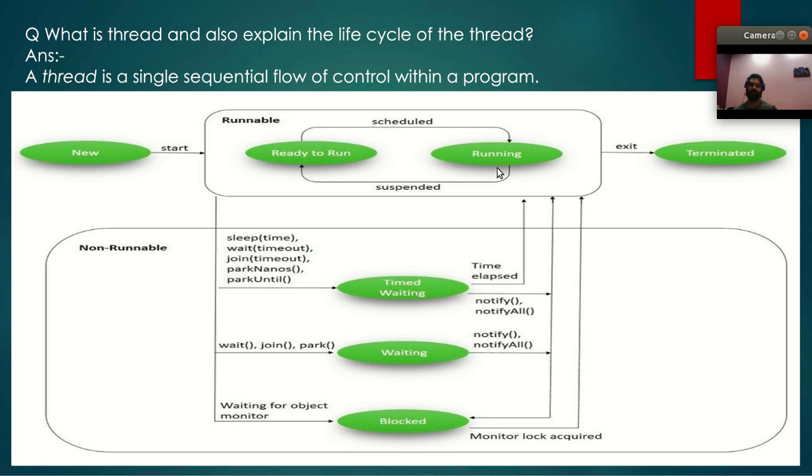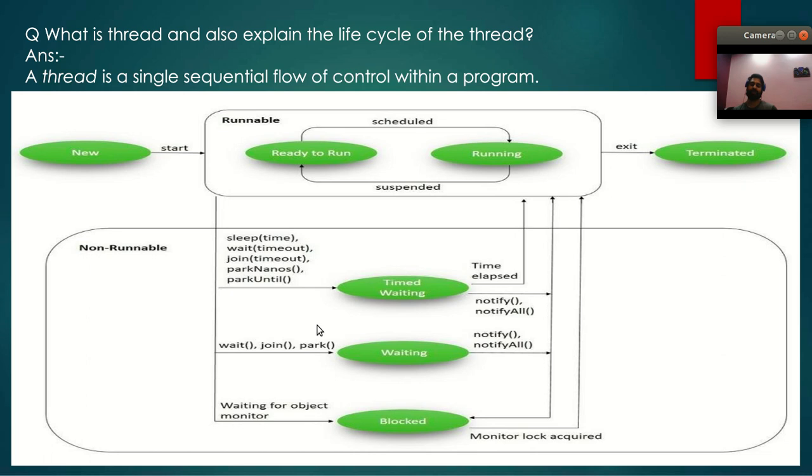After the running state, let's say someone has called the sleep method on that thread, then it will go to a timed waiting state. Or let's say a wait with timeout, a join, or a parkNanos or parkUntil method is called, then it will be in a timed waiting state. It will wait for a particular time, and when the time is over, again it will go to a runnable state, meaning ready to run state, and again it will wait for the CPU to get its time. So again, the CPU will decide when that particular thread will run, right?